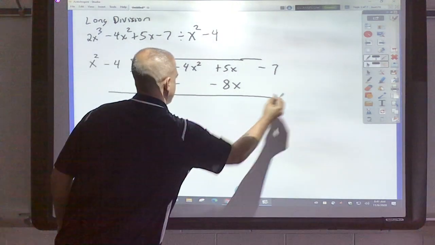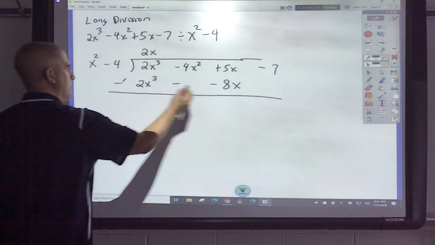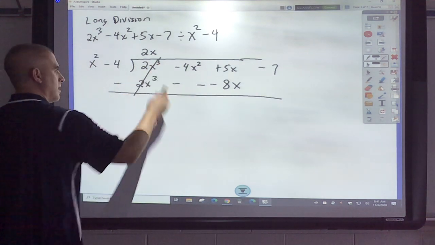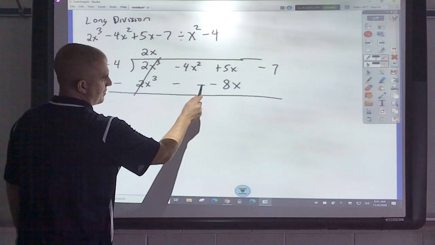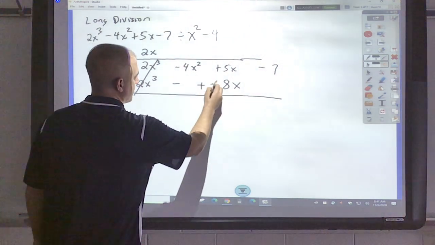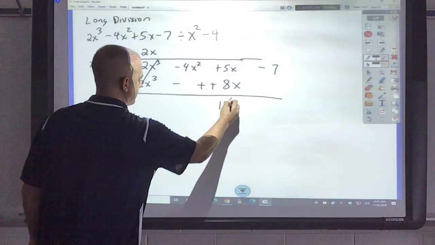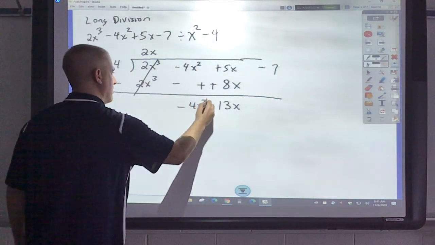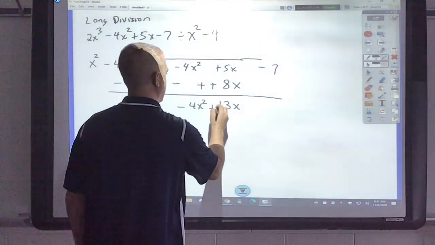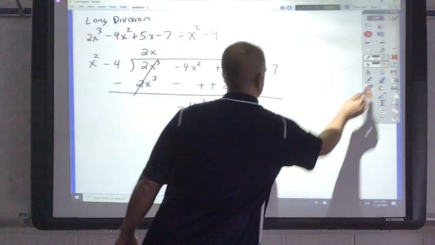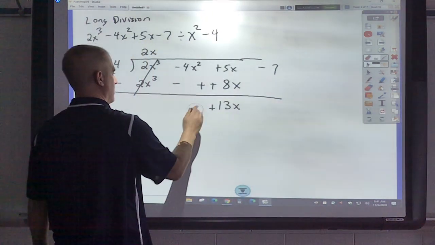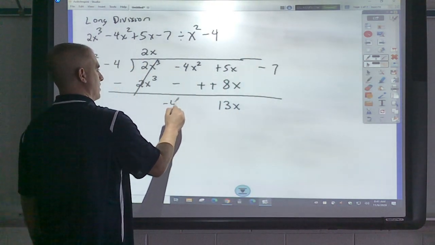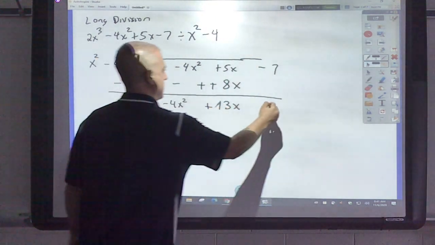Now, what I'm going to do is I'm going to subtract. So 2 minus 2, this goes away. Now, what you have to do when you have a minus and negative, that turns into a plus. So that would be 13x. And then everything else comes down. Negative 4x squared. Move this over just a little bit. Negative 4x squared, positive 13x, minus 7.